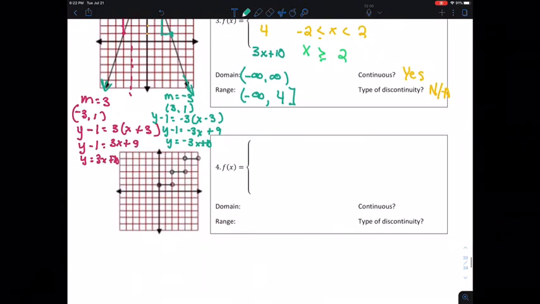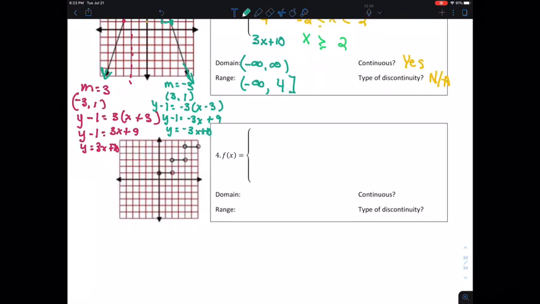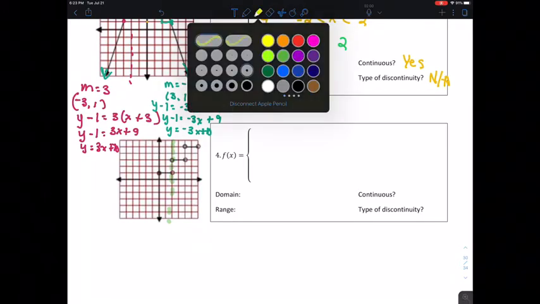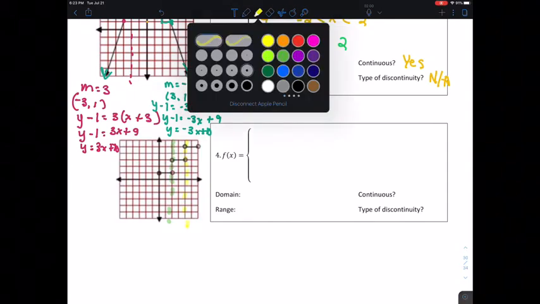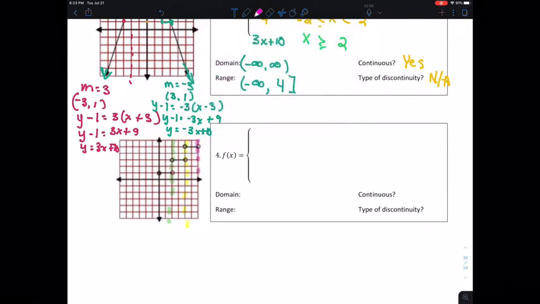Now, this next graph is called a step function. Let's see the 3 places where it's broken up. It starts at 0, and it goes to 2, and then it goes from 2 to 4, and it goes from 4 to 6. Okay? And they're all horizontal lines.